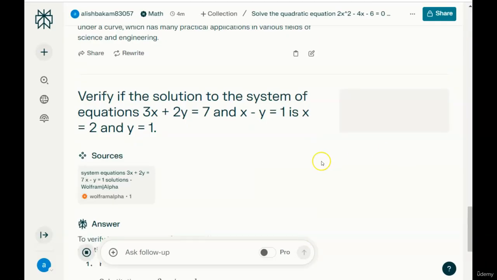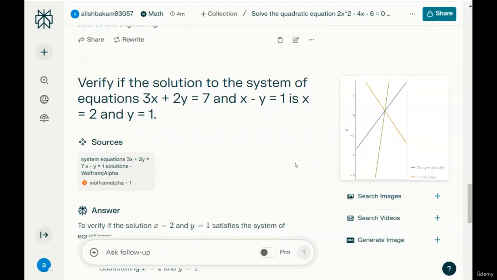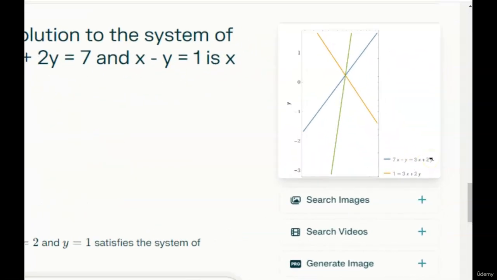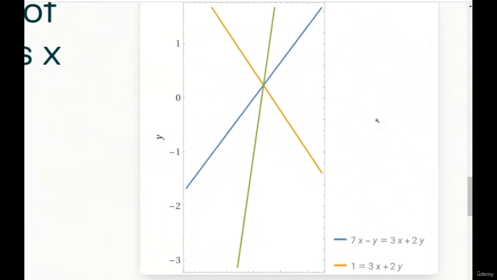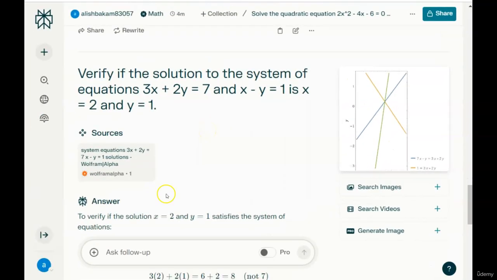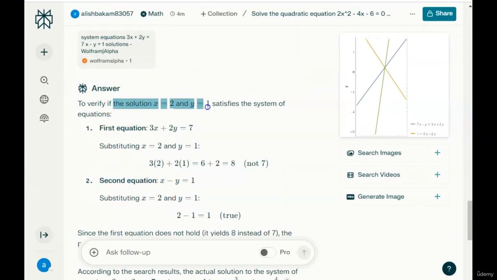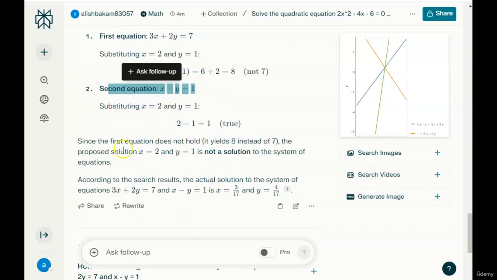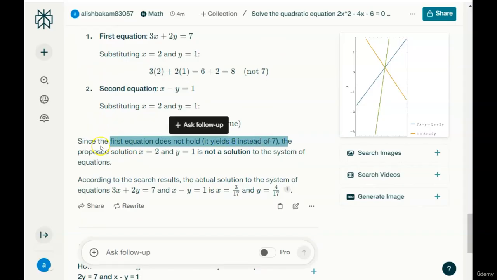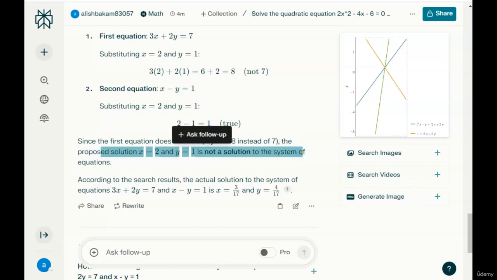Perplexity AI checks the correctness of your solution and provides feedback. It also generates the image. It says to verify if the solution x equals 2 and y equals 1 satisfies the system of equations. So first it checks the first equation and then the second equation. So it says since the first equation does not hold, it yields 8 instead of 7. The proposed solution x equals 2 and y equals 1 is not a solution to the system of equations. And then it provides you the correct solution.